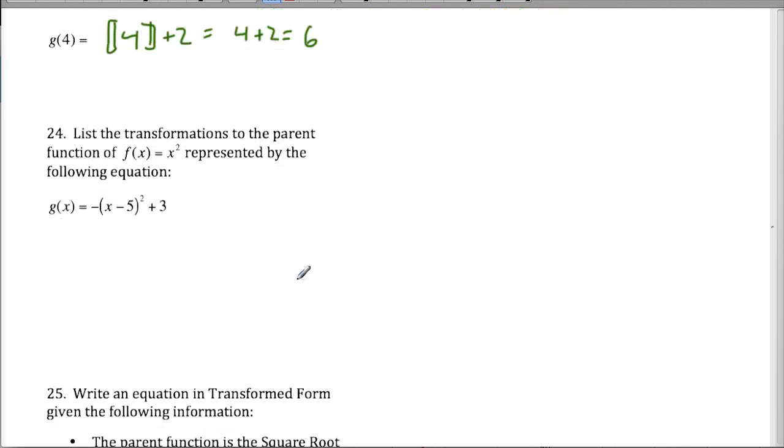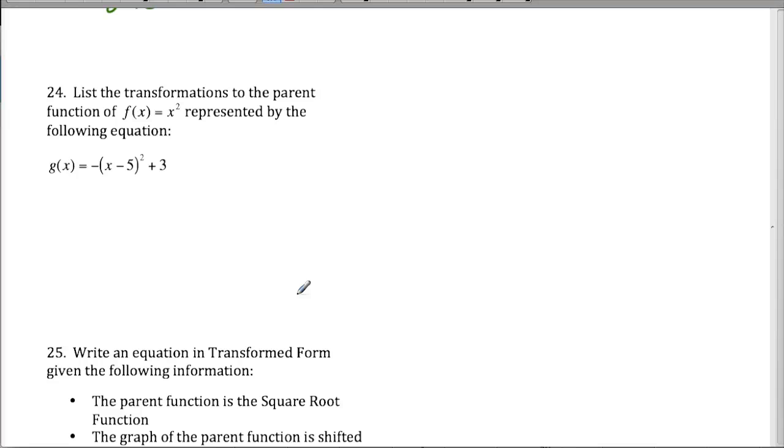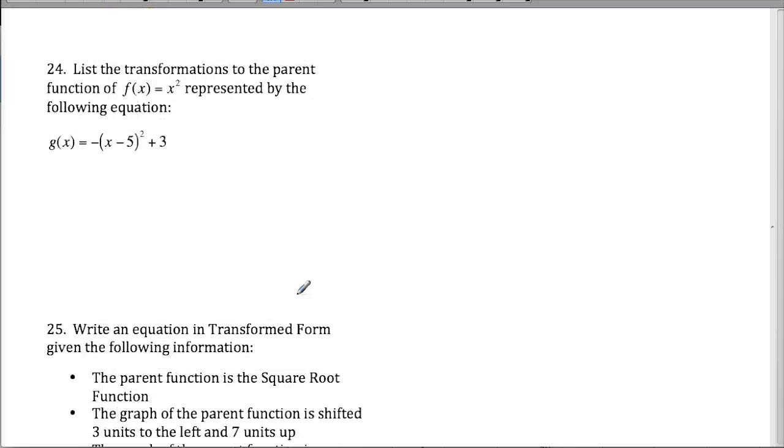Okay, now list the transformations to the parent function of f of x equals x squared represented by the following equations. So we could write out our a, b, h, and k if we wanted to. And here we know that we have a is negative 1, b is just 1, so we don't really have to worry about it. H, it's x minus h, so h is positive 5, because x minus 5, and k equals 3, so that's because of that plus k on the outside.